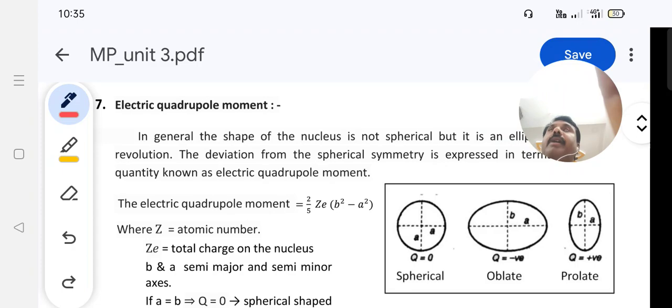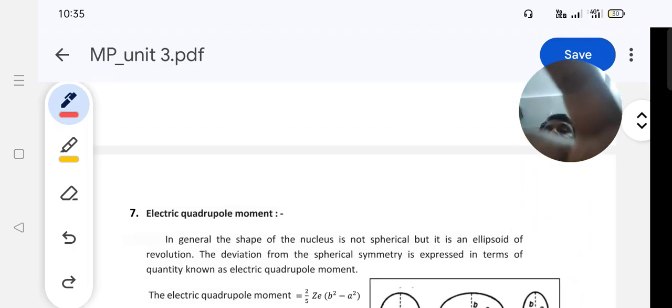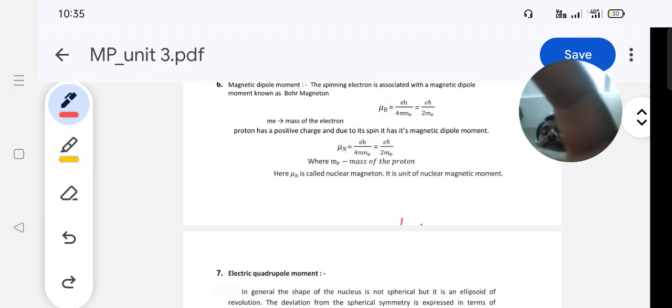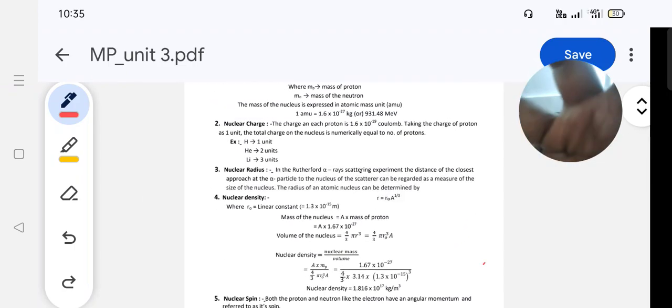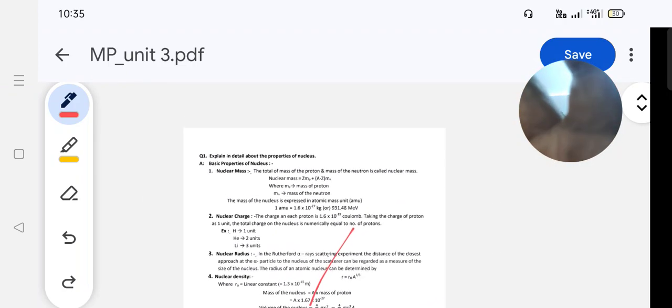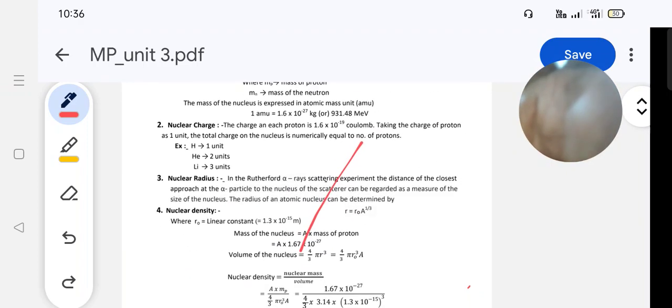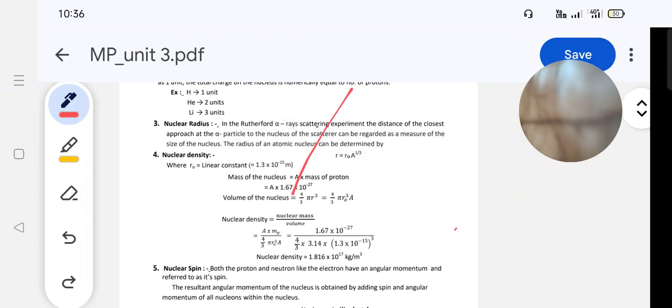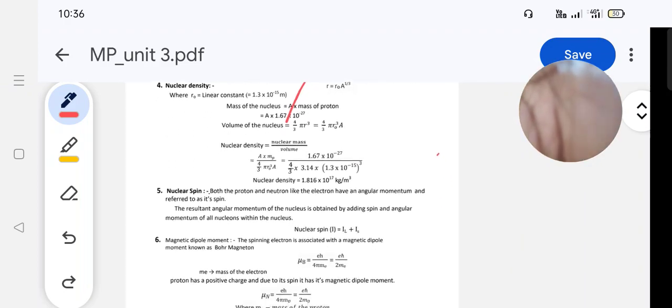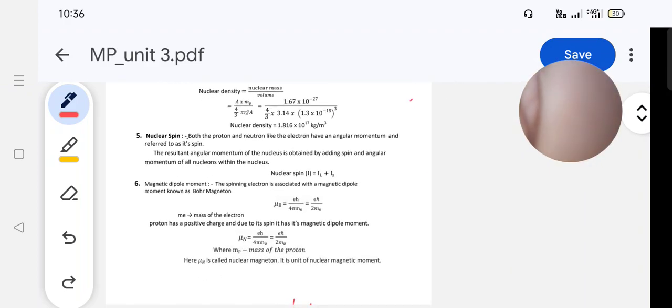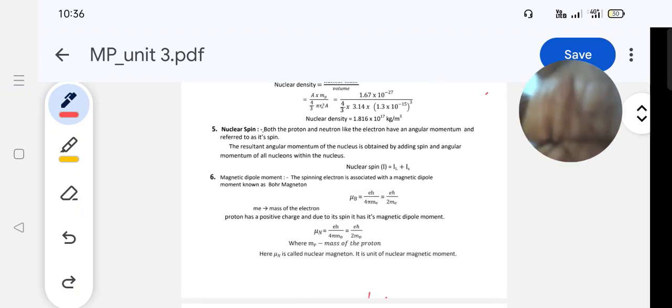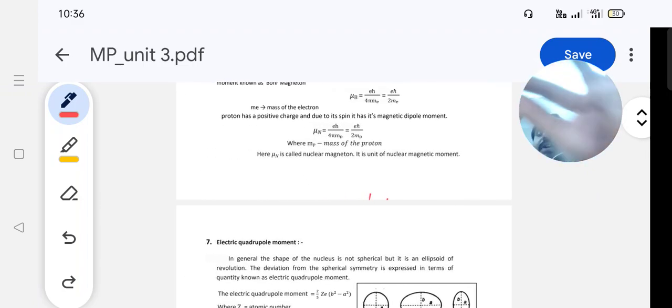So these are the properties of the nucleus. Let us have a quick revision of the properties. The first property is nuclear mass. Second one, nuclear charge, radius, nuclear density, nuclear spin, magnetic dipole moment, and the final one is electric quadrupole moment.